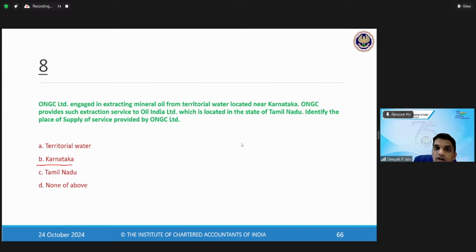Correct? So all other points, ONGC provides services to Oil India, which is located in Tamil Nadu. Identify the place of services provided by ONGC Limited. What is the service they are providing? Extraction of mineral oils. Now, the place of supply is the territorial water. The place of supply, when it is territorial water, will be the nearest state. So we have said in the first line, near Karnataka. They've never said Tamil Nadu is closer there. So Karnataka is the answer.